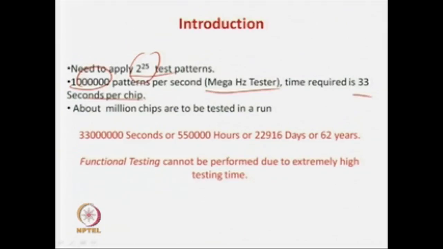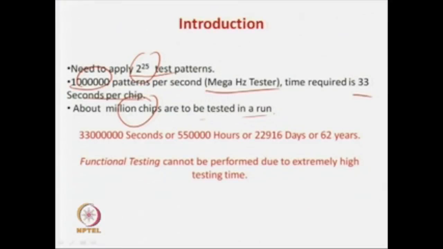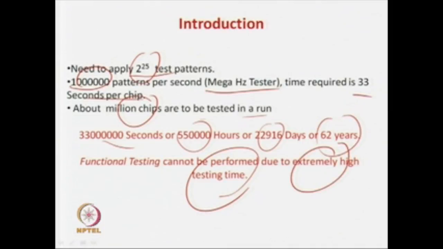And generally we have about 1 million chips per run. That is, once we go for fabrication, we do not fabricate 1 or 2 chips. In a single run we have around millions of circuits, so millions of chips have to be tested in a run. So if you do the calculation, you will require this many seconds, this many hours, this many days, or some huge number of years to do the functional testing for a simple circuit having 25 inputs. So functional testing cannot be performed due to the extremely large number of tests. That is the idea.